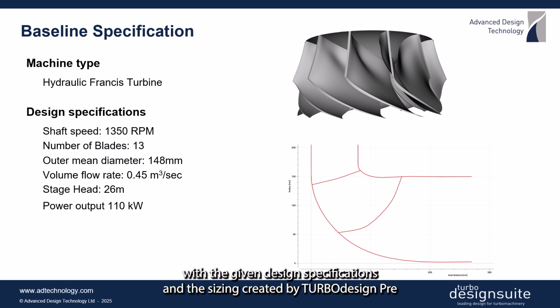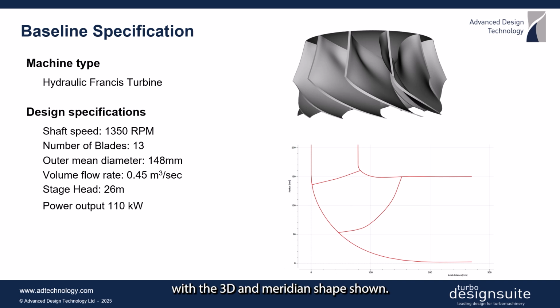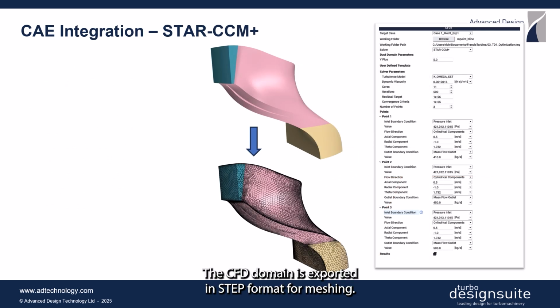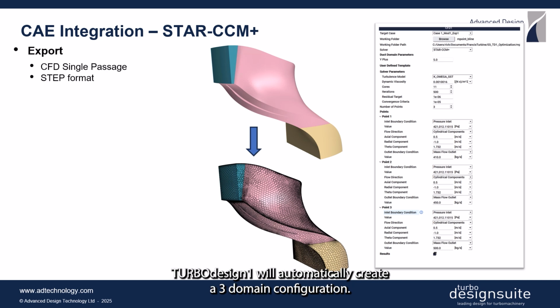With the given design specifications and the sizing created by TURBOdesign Pre, with the 3D and meridional shape shown, we now need to establish the baseline performance in CFD across a number of operating points. The CFD domain is exported in STEP format for meshing. TURBOdesign 1 will automatically create a 3-domain configuration.